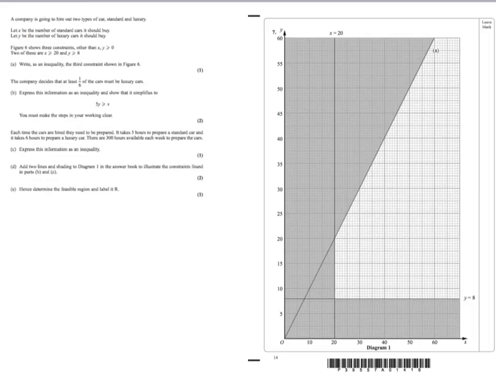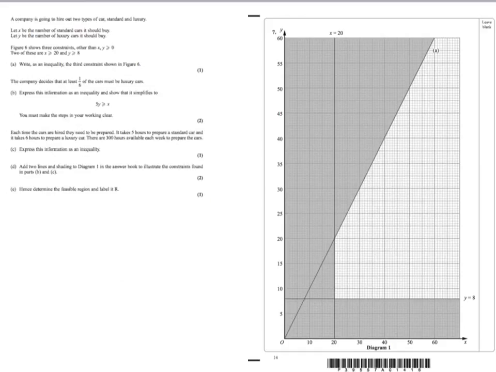The next thing I want to have a look at is part C. So in part C, what we've got to do is express as an inequality the additional information we've been given. So it says each time the cars are hired, they need to be prepared. It takes 5 hours to prepare a standard car and 6 hours to prepare a luxury car. There are 300 hours available each week.